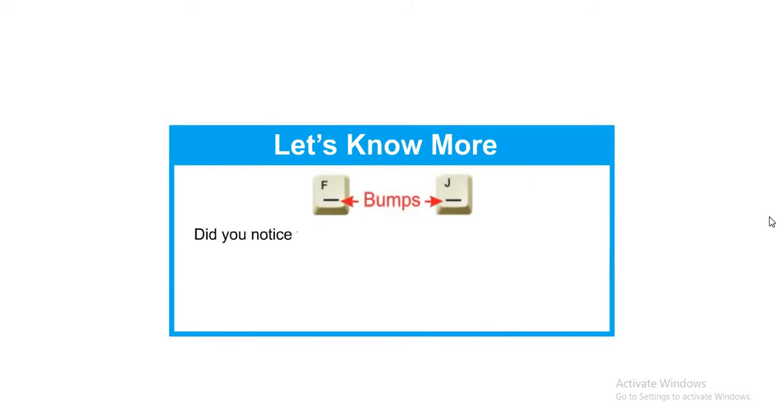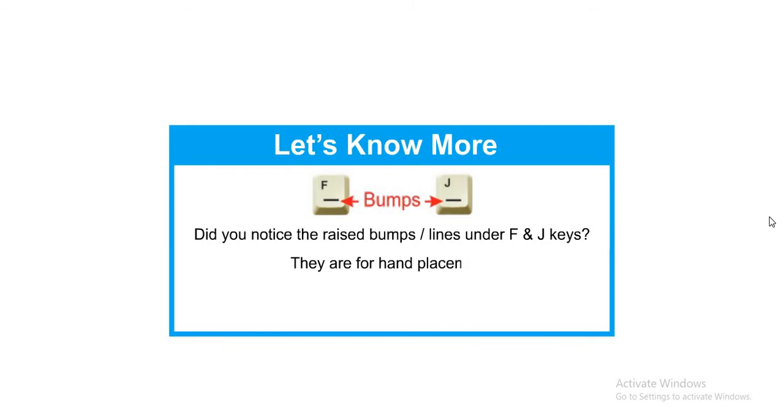Students, did you notice the raised bumps or lines under F and J keys? They are for hand placement. You can just position your fingers and type the text without even looking at the keyboard.